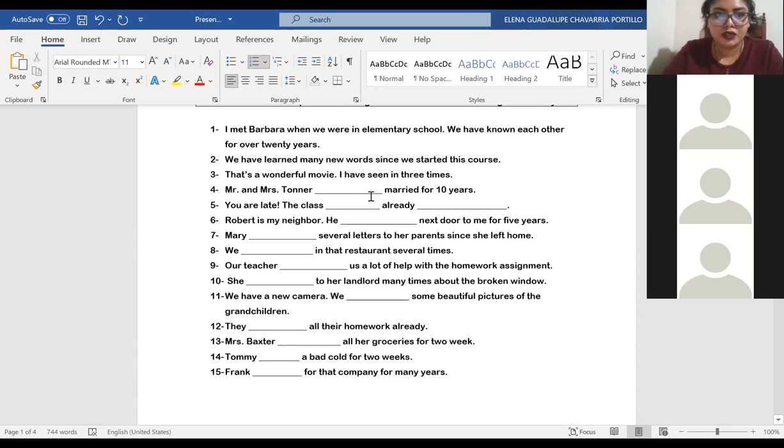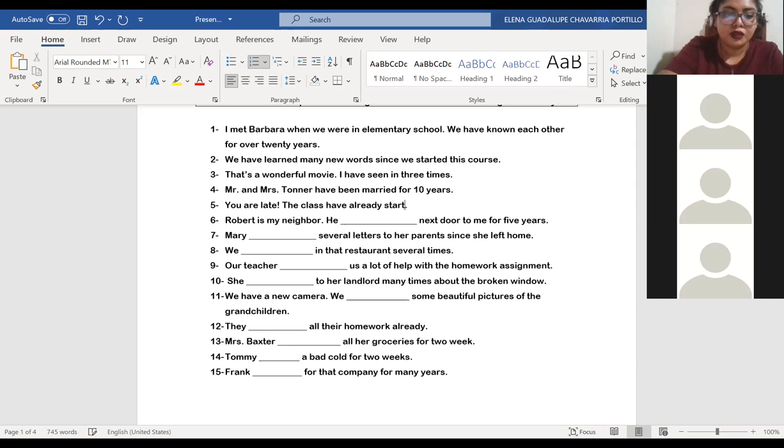Has seen. Good. El señor y la señora Toner, ¿qué han estado ellos? ¿Have qué? Get married. Got. No. Get married. No. ¿Cómo decimos han estado? Para decir estado. Has been. Good. The class que vamos a poner aquí. Acuérdense que estamos usando 2 palabras. ¿Cuál es la primera que estamos usando? Have. Already. ¿Qué hizo la clase?